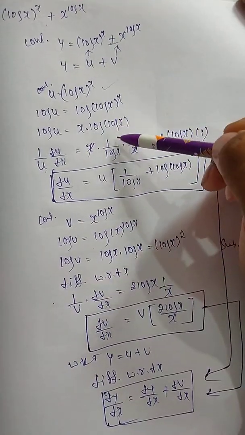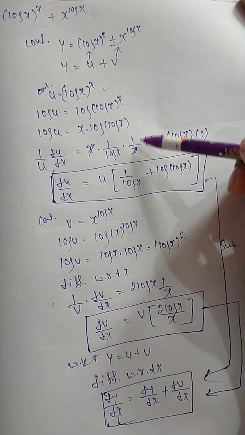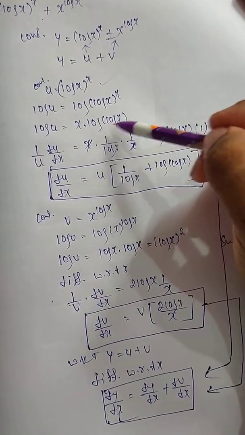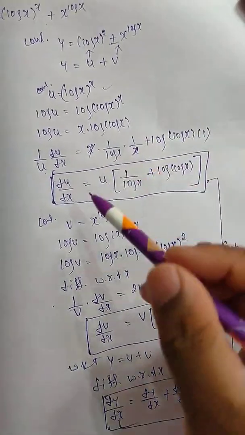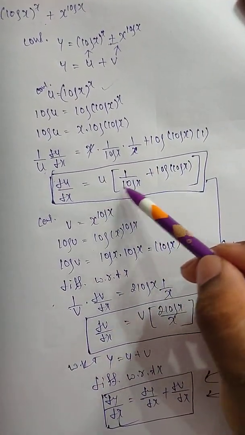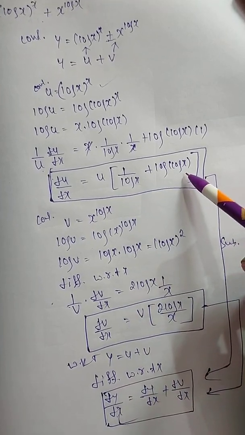The differentiation of log x is 1 by log x. Again the differentiation of log x is 1 by x. Now keep the log of log x as it is. Differentiation of x is 1. Now cross multiply the u. Du by dx is equal to u into 1 by log x plus log of log x.